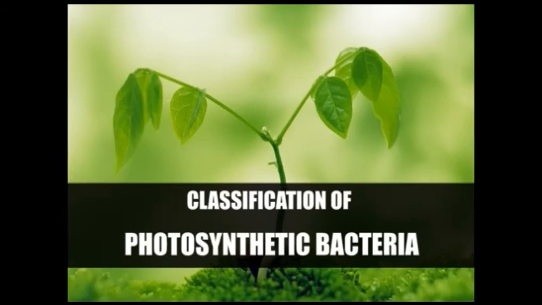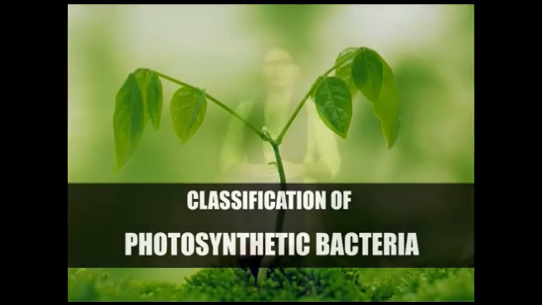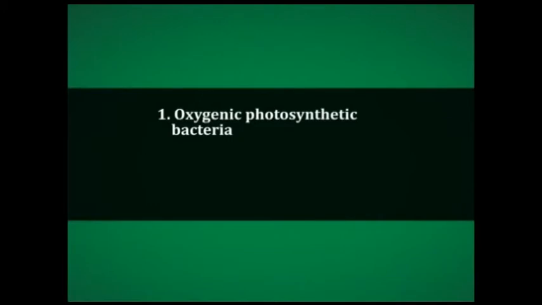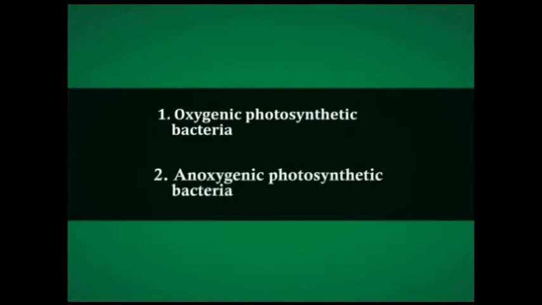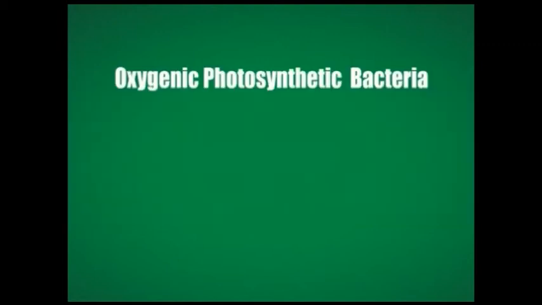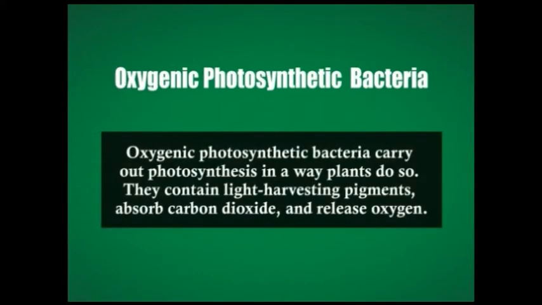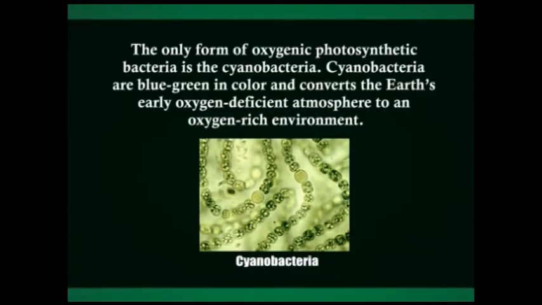Now we'll come to the classification of photosynthetic bacteria. Photosynthetic bacteria are classified into two groups. The first is the oxygenic photosynthetic bacteria and the second is the anoxygenic photosynthetic bacteria. First we'll look at oxygenic photosynthetic bacteria. They carry out photosynthesis the way plants do. They contain light harvesting pigments, absorb carbon dioxide and release oxygen. The only form of oxygenic photosynthetic bacteria is the cyanobacteria.